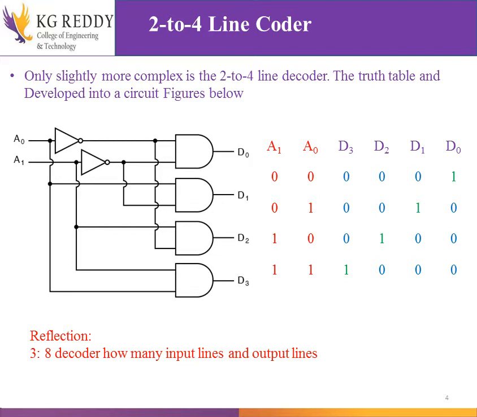Here is my question for you. For a 3 to 8 decoder, how many input lines and output lines? As usual, for a 3 to 8 decoder, 3 input lines called address lines and 8 are the output lines.